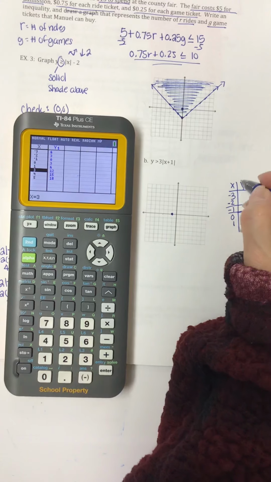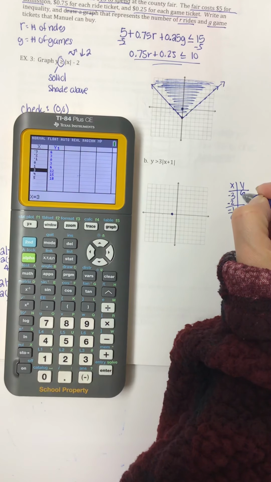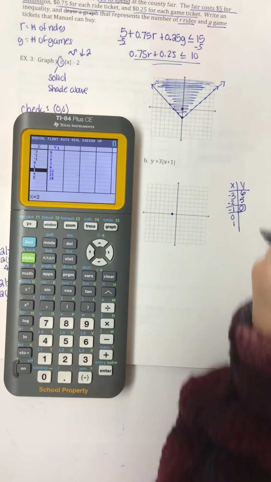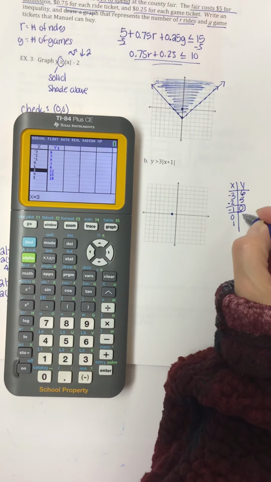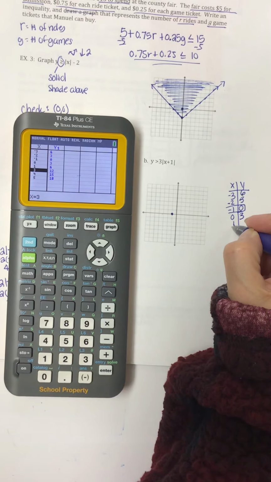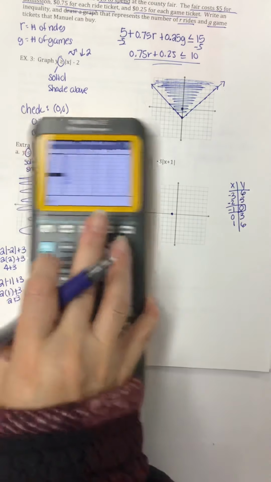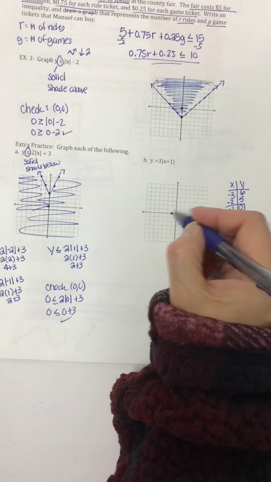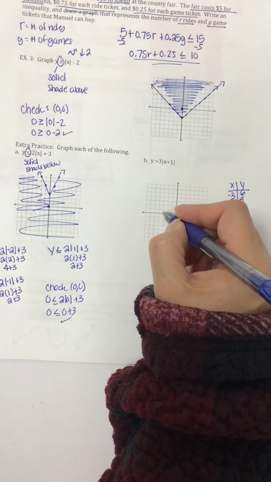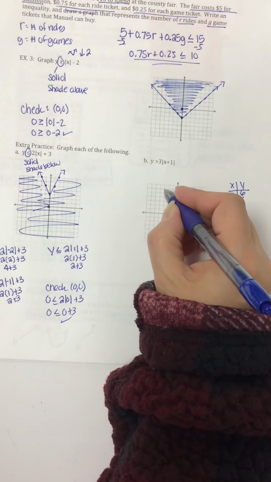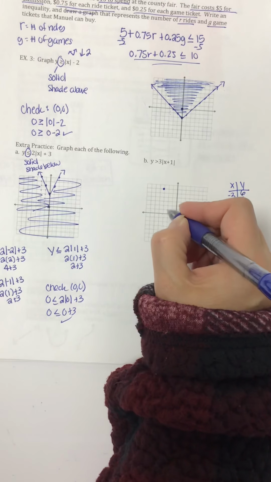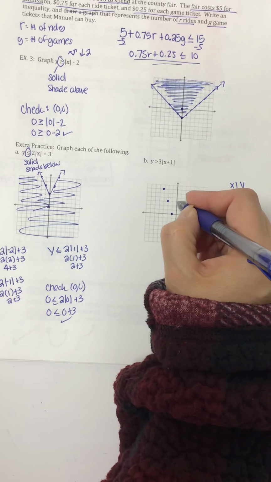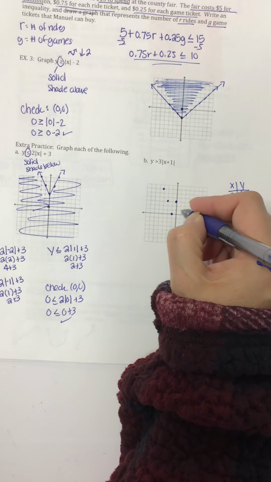So when I plug those in, I get 6 for negative 3. I get negative 2, 3, negative 1, 0, 0, 3, and 1, 6. And then I can transfer those over, yes? So I go left 3 up 6, left 2 up 3. We've got 0, 0, over 0 up 3. Right 1 up 6.